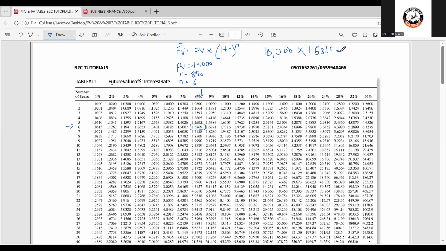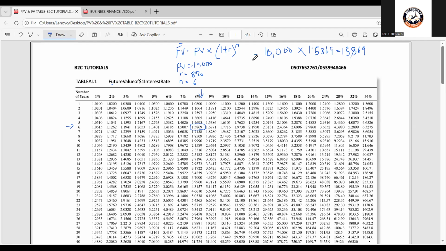So 10,000 by 1.5869 gives you 15,869. So that answers the question using the table.